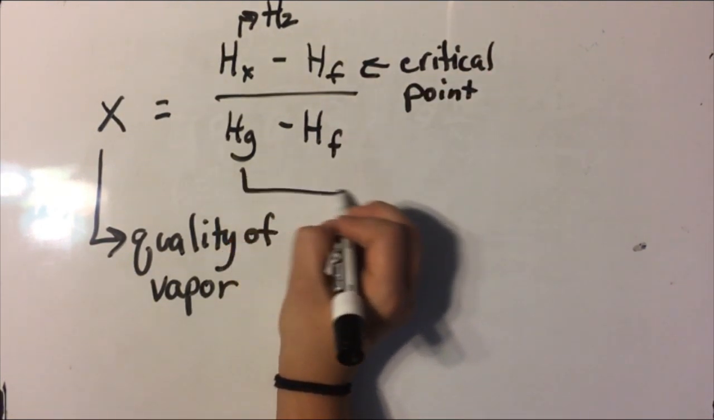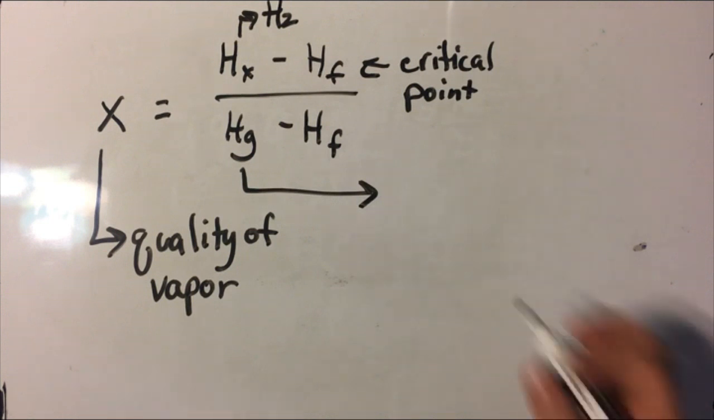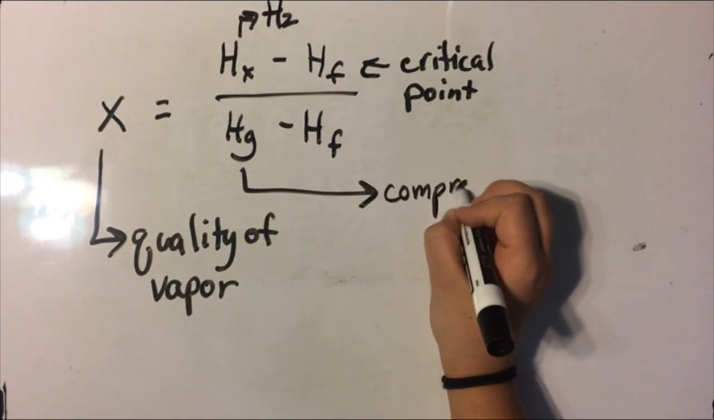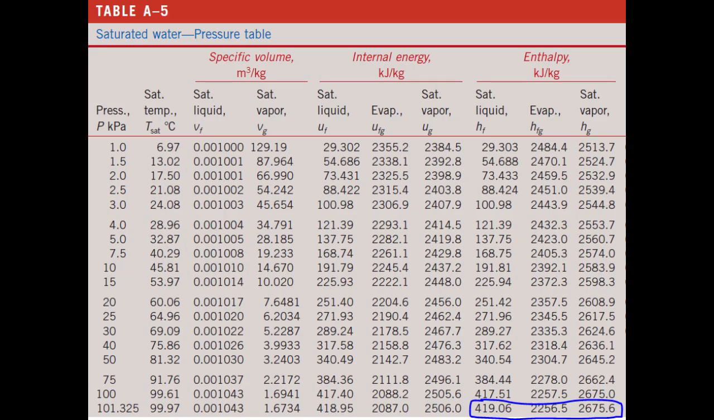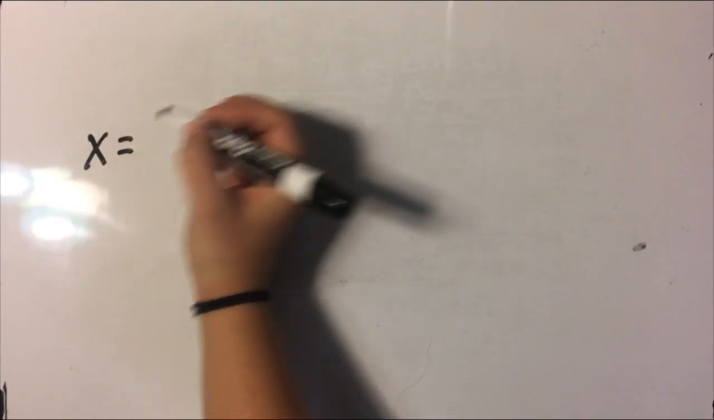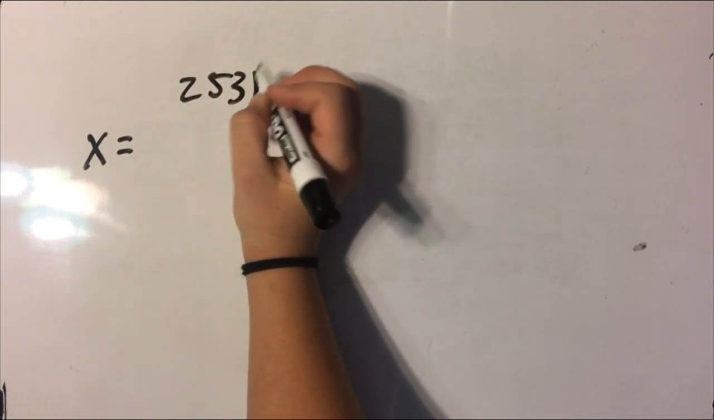And then our Hg is our enthalpy of the compressed vapor. So we can get all of those values in a steam table. Same one that we went to before. Again, on the bottom, I have it highlighted in blue, where you can see the values that we need. So we're just going to take those values and we're going to plug them into our equation.